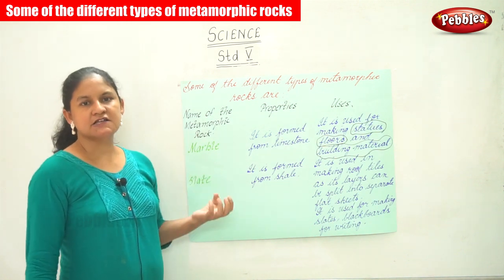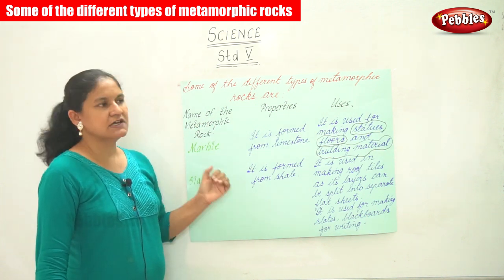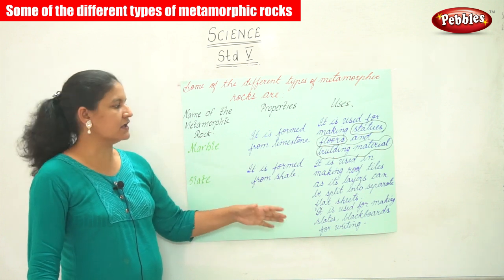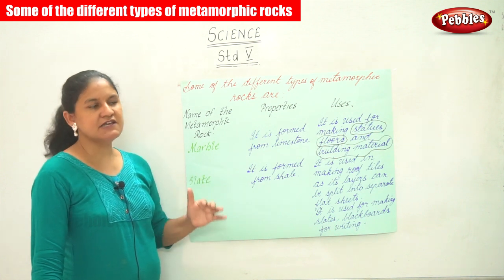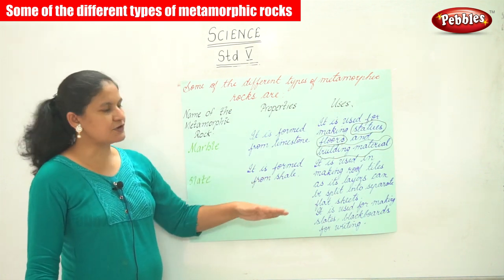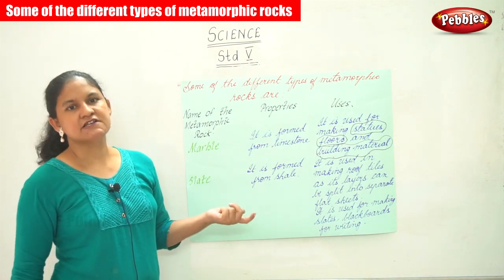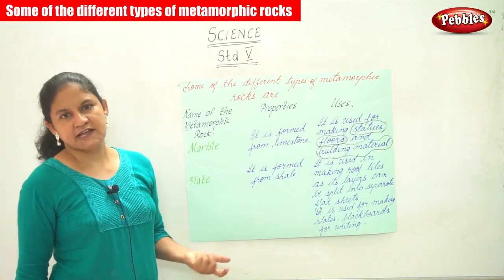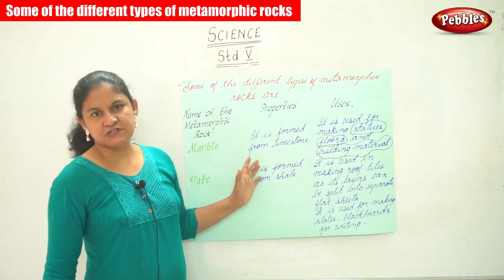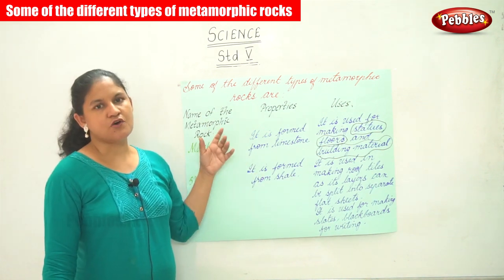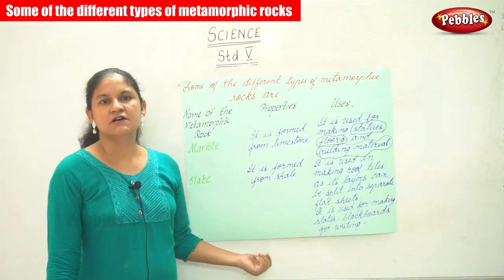Shale is a type of sedimentary rock. Slate is used for making roof tiles, as its layers can be split into separate flat sheets. The second use of slate is for making slates and blackboards for writing. So these are the properties and uses of the metamorphic rocks marble and slate.